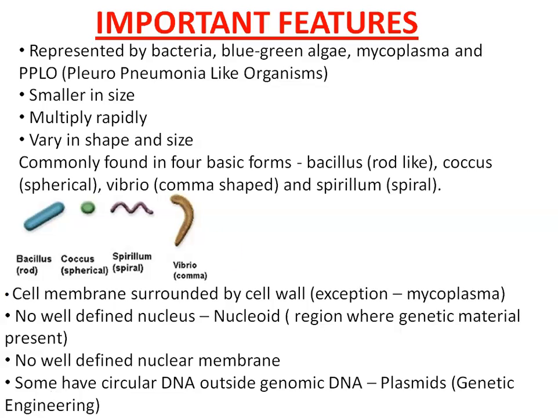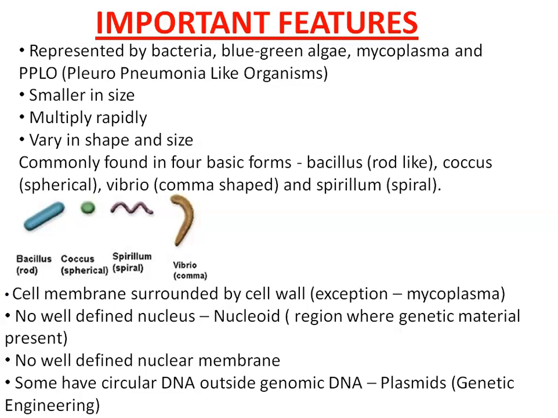The cell membrane is surrounded by a cell wall, and there is an exception you need to remember: in the case of mycoplasma there is no cell wall. The nucleus is not well defined, that is why we designate it with the word nucleoid. So the nucleoid is basically a region where genetic material is present. There is no well defined nuclear membrane.